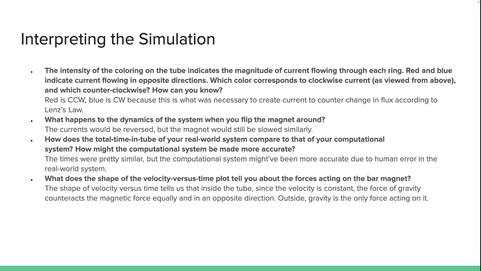And what does the shape of the velocity versus time plot tell you about the forces acting on the bar magnet? So the velocity flattened out inside the tube, so that means that it was staying constant. So that means that the force of gravity counteracted the magnetic force equally and in the opposite direction. And outside, gravity is the only force acting on it, so it was accelerating.